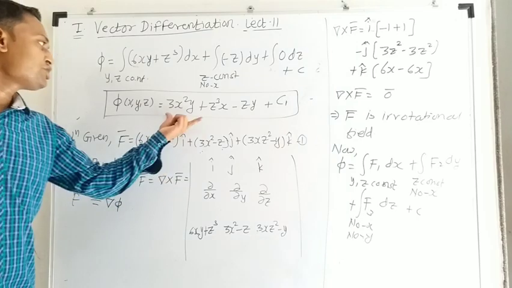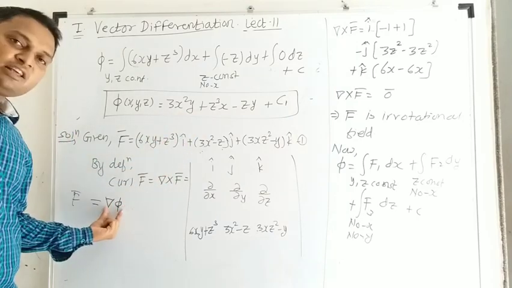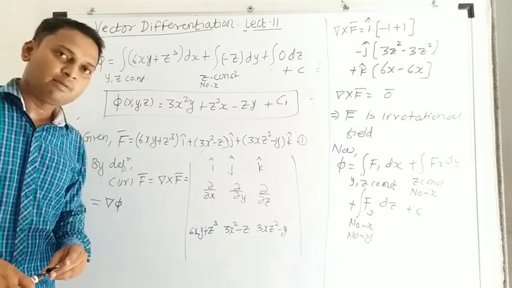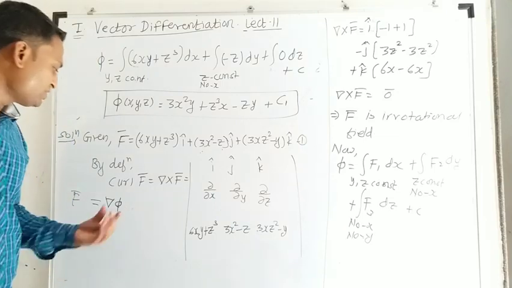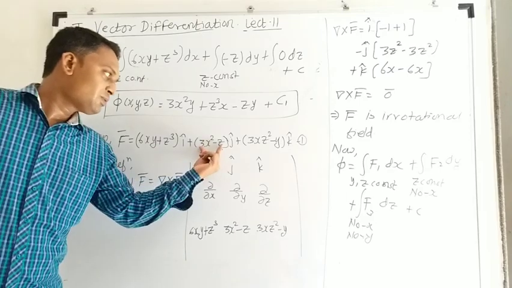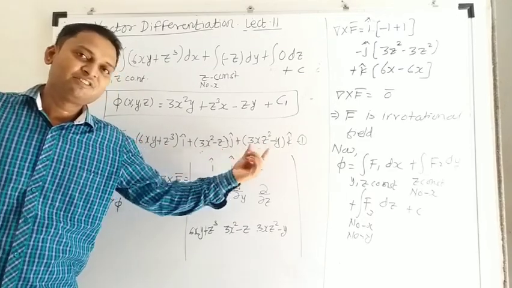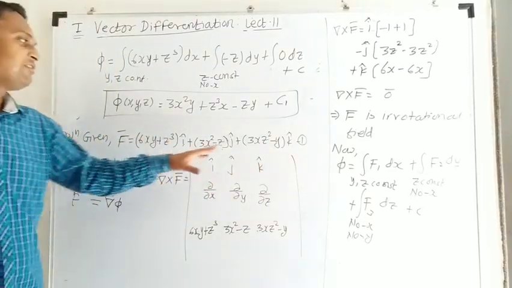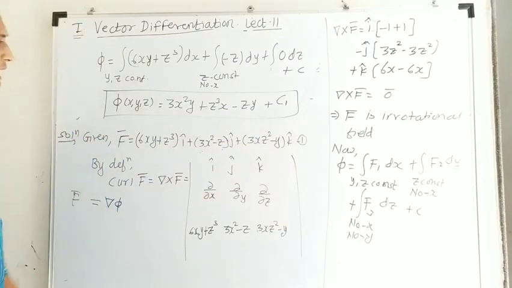So del phi means, in del phi we have three terms: del phi by del x, del phi by del y, del phi by del z. You need to check whether del phi by del x equals f1, del phi by del y equals f2, del phi by del z equals f3. If all three derivatives are equal to f1, f2, f3, your calculations are correct.